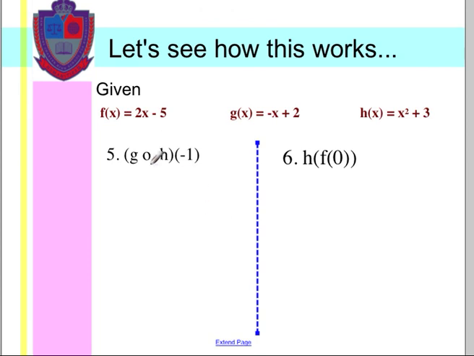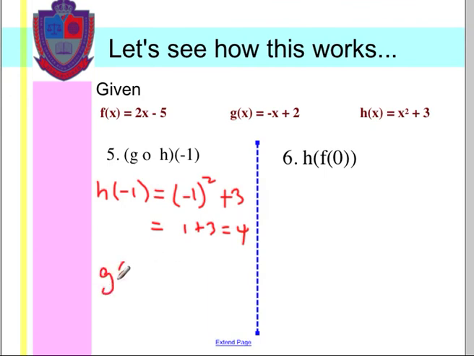So, g of h of negative 1. This means that I do g of h of negative 1. I do the first one, h of negative 1. H is right here. Perfect. Negative 1 squared plus 3. This becomes 1 plus 3, which is 4. Then I go ahead and do g of 4. I'm using this right here, so this becomes negative 4 plus 2. Final answer is negative 2. Perfect. One more example to go.